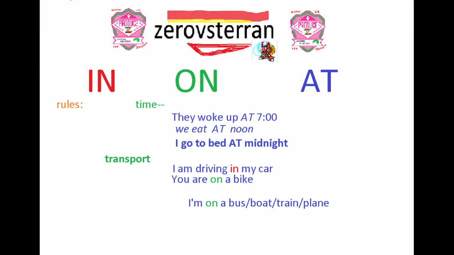So we've talked about the enclosed space before. So I'm driving in my car. For a bike, you are on a flat surface, the seat. So you are on the bike. But for public transport, we use on. So I'm on a bus, on a boat, on a train, on a plane. And that's all I've got to say about transport.